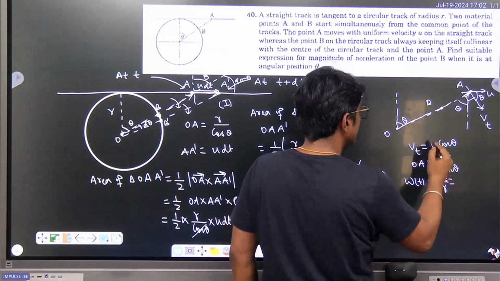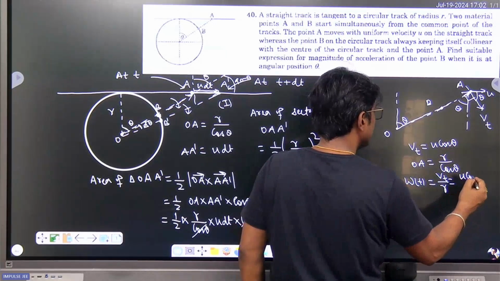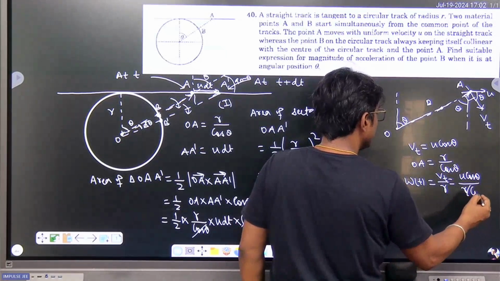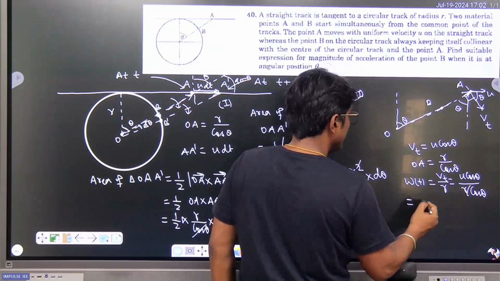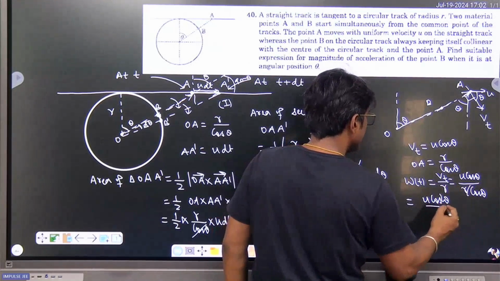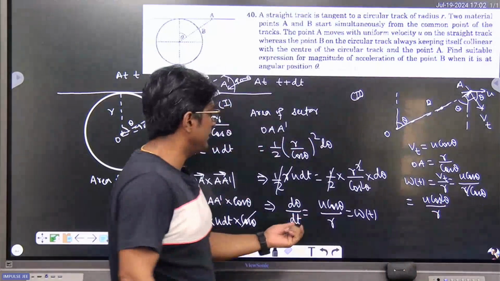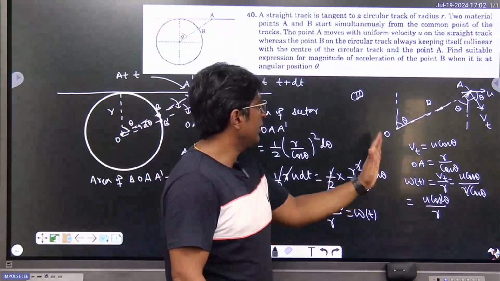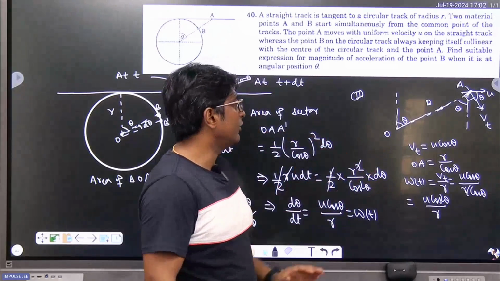That is nothing but Vt value, u cos theta, by r by cos theta. So we are getting u cos squared theta by r, the same result. But here the calculation is lengthy. Okay, but in both ways you can solve.